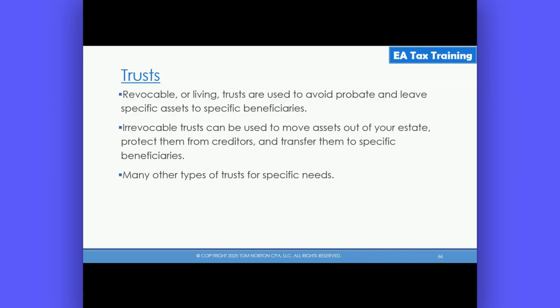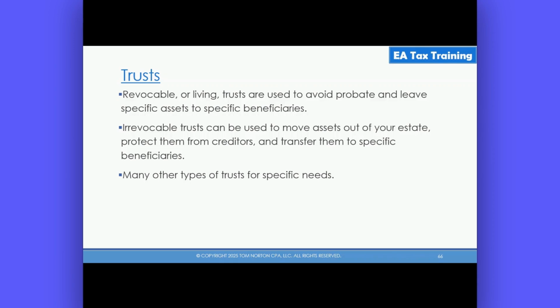An irrevocable trust can be used to move assets out of your estate, to protect them from creditors, and to transfer them to specific beneficiaries. So when you put assets into an irrevocable trust, you cannot bring them back out. A revocable trust, as the name implies, you can revoke at any time. You can put assets in, take assets out, doesn't matter. You can do that anytime as long as you are alive. With an irrevocable trust, you cannot. Once you put the assets in there, they have to stay in there. One of the benefits of that is it gets it out of your estate.